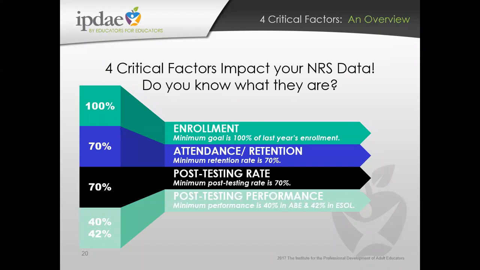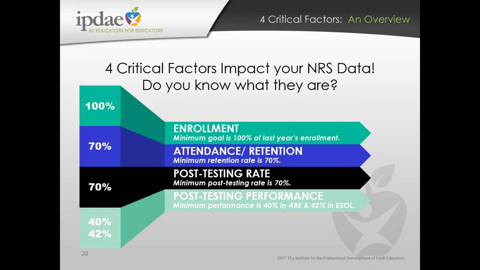Why? Because it is directly tied to your post-testing rate, and we'll look at that in a minute. The goal for post-testing is to maintain the rate at no less than 70%, and this explains why the retention rate has to be at 70% as well. If you can't retain 70% of your enrollment, you're not going to be able to test 70% of your students. And then finally, post-testing performance rate is going to be this year 41% for ABE and 43% for ESOL.